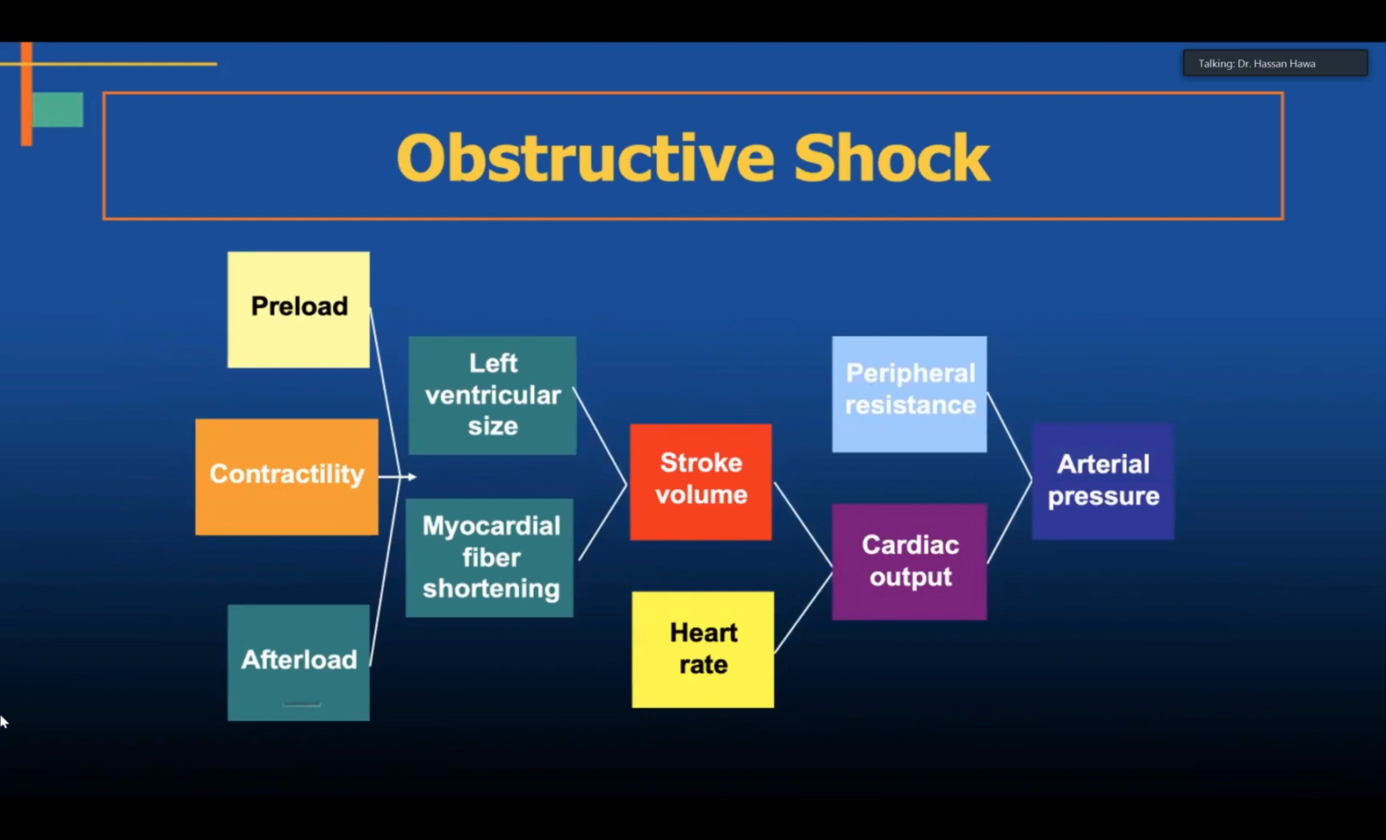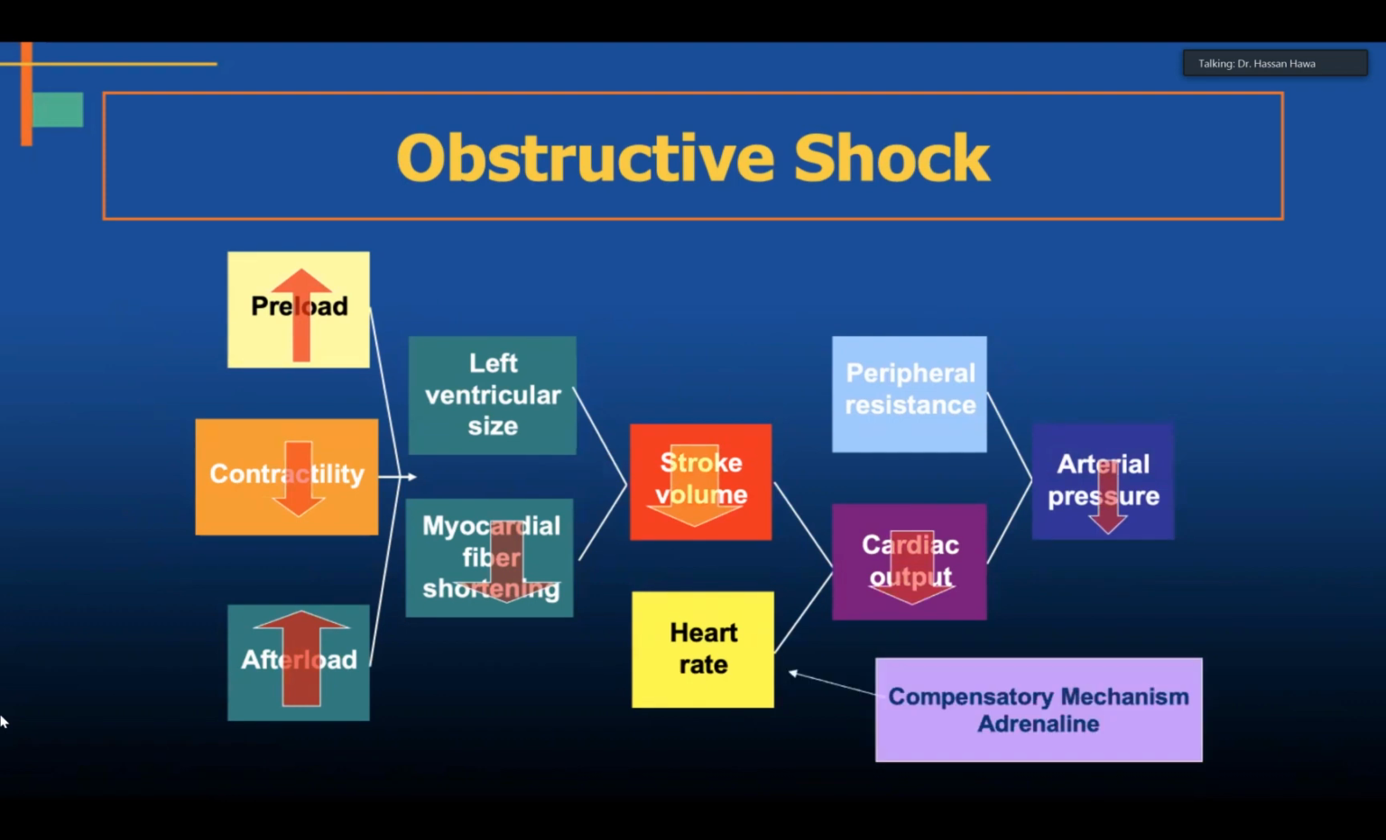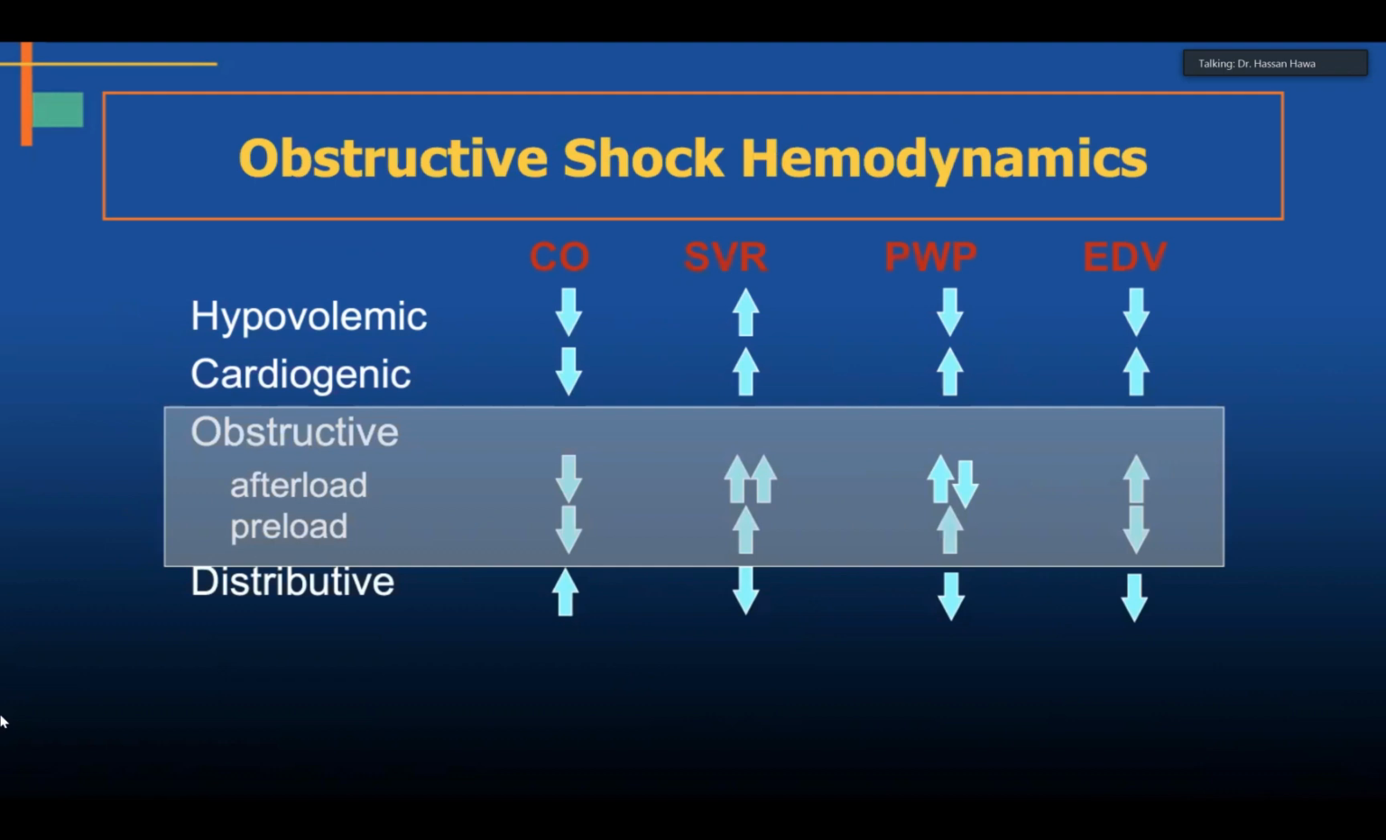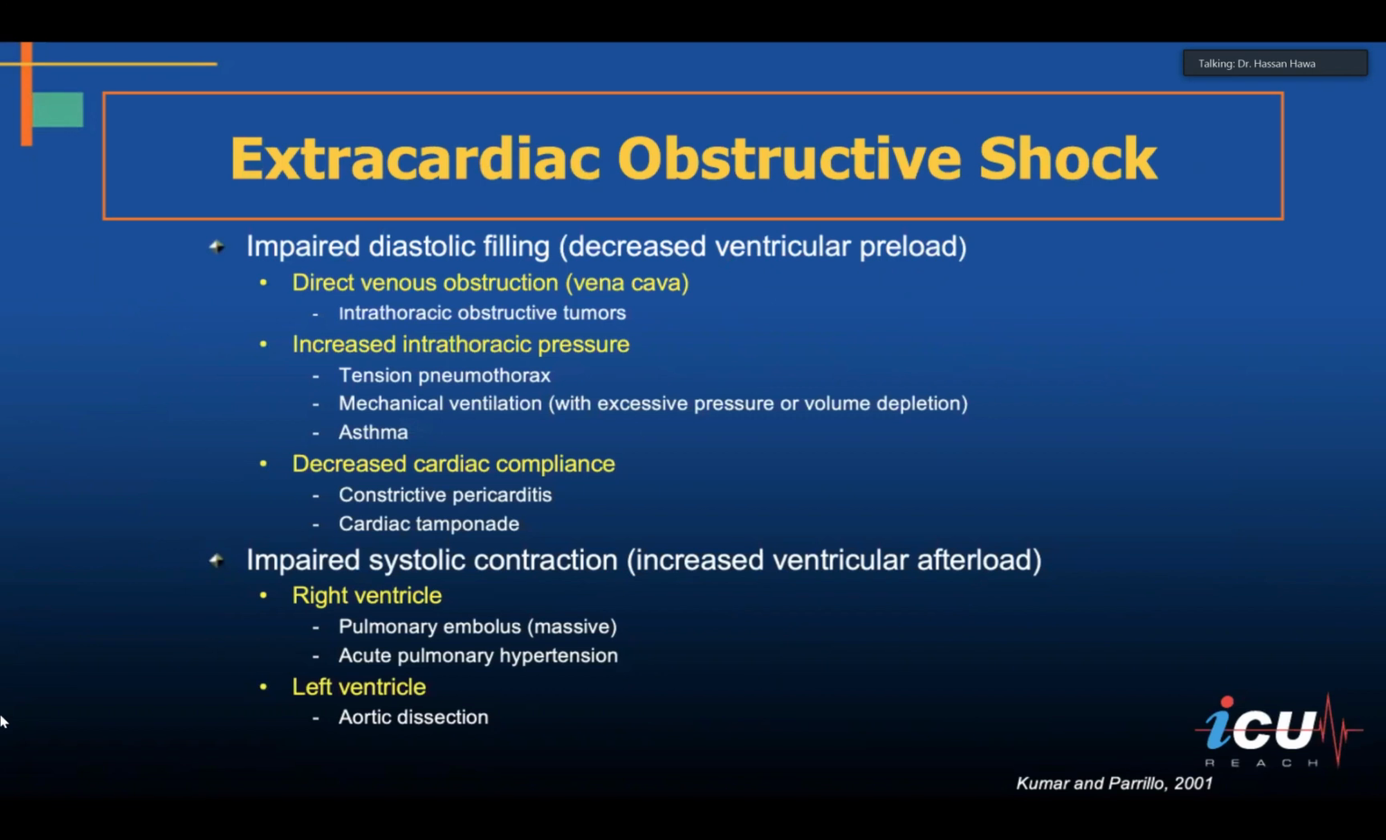In obstructive shock, you will have increase in the afterload that leads to decreased contractility, increase in the preload, stroke volume will go down, cardiac output will go down, arterial pressure will go down, and as a compensation, you'll have high heart rate and high systemic vascular resistance. Some people divide the obstructive shock mainly related to the afterload and preload. More or less, they are the same, apart from the end-diastolic volume. And these are examples of extracardiac obstructive shock.